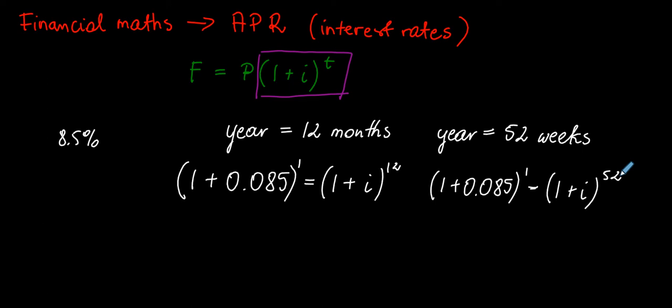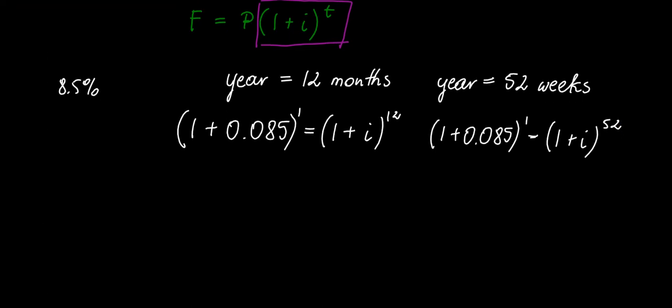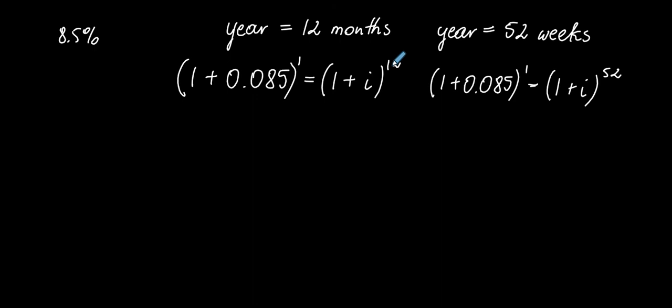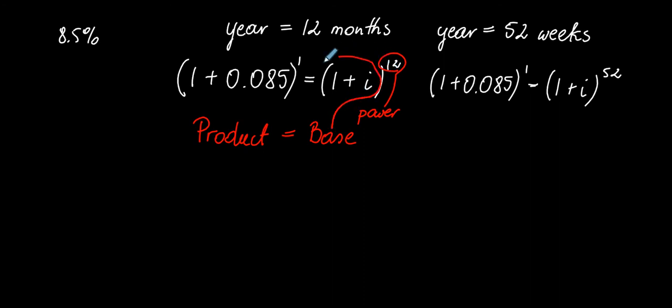Both of them are solved in the same way. We have the power, we have the base, we have the product. Let's just remember how it works. So the product, and if you are not sure what I'm talking about, check the previous video that has to do with explanation of product, base, and power. So my power is 12, my base is this bracket, and this is my product.